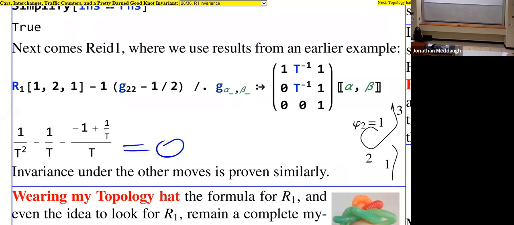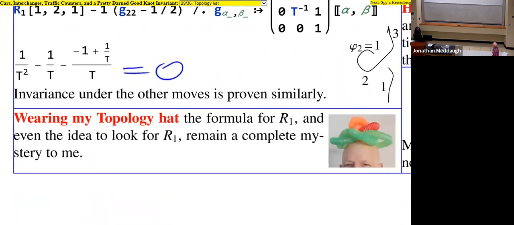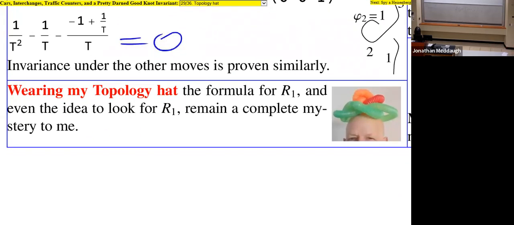Okay, so invariance under the other moves is similar. Wearing my topology hat, the formula for R1, and even the idea to look for such a formula, remains a complete mystery. I have no idea why to do that. I hope somebody here will have an idea. I have no explanation for it as a topologist. It works.